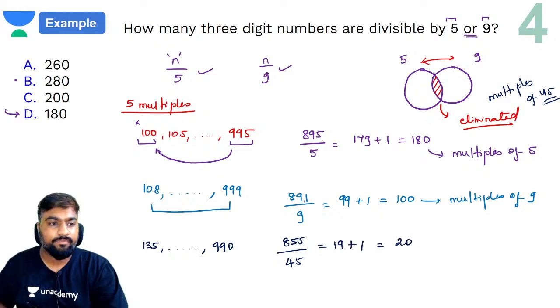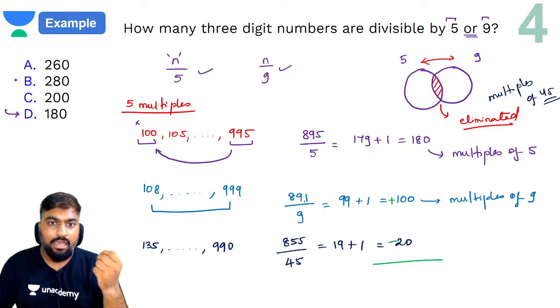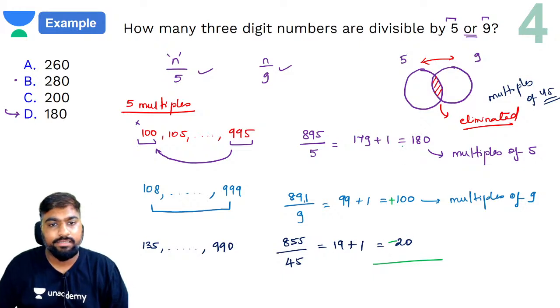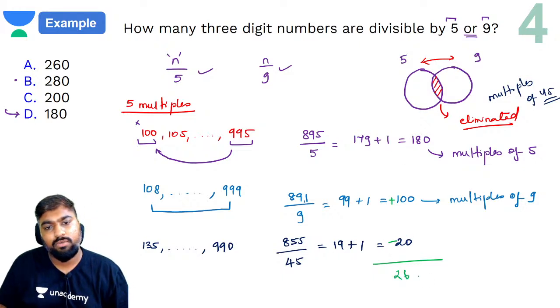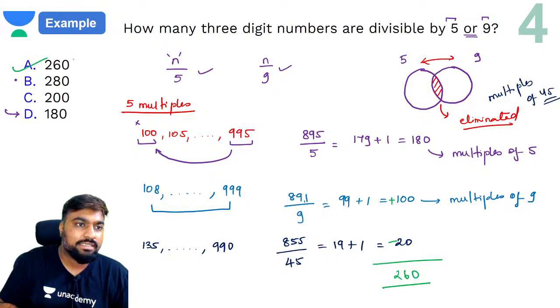So 20. Now our final answer is going to be what? 180 plus 100 minus 20. क्यों minus 20? Because you've included it twice. 180 में भी ये 20 है, 100 में भी ये 20 है, हमने वो सिर्फ एक बार लेने का, इसलिए. So this is how much? 280 minus 20, 260. So 260 is the right answer. 280 is a trap.